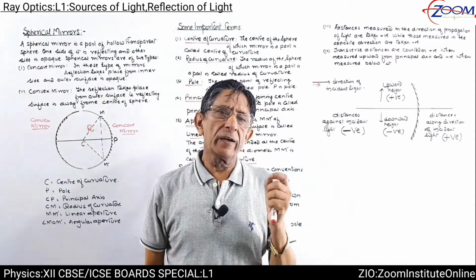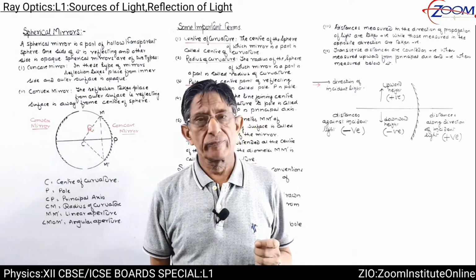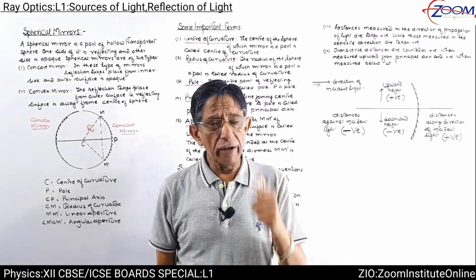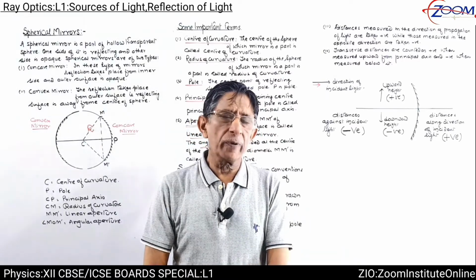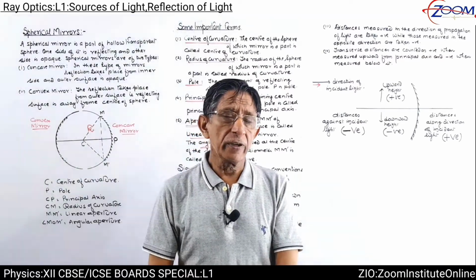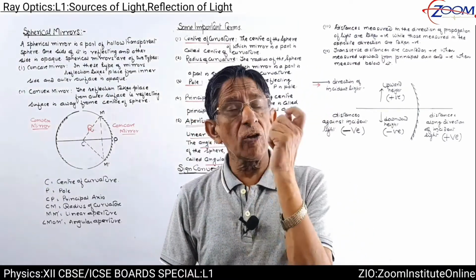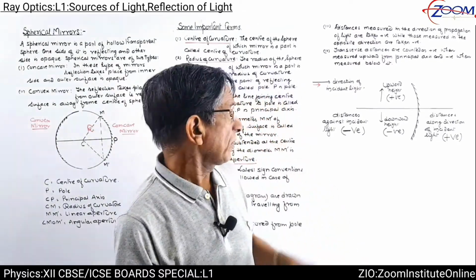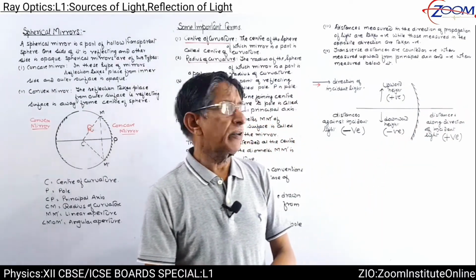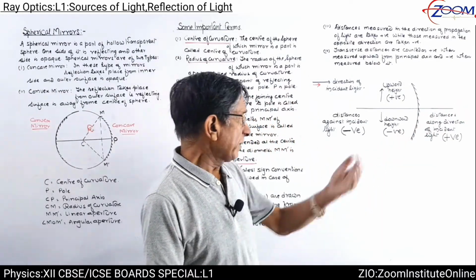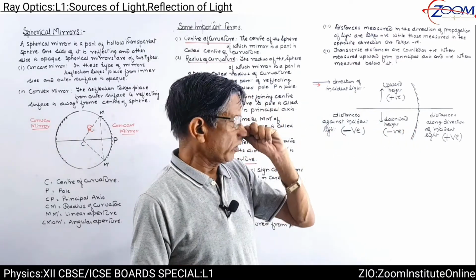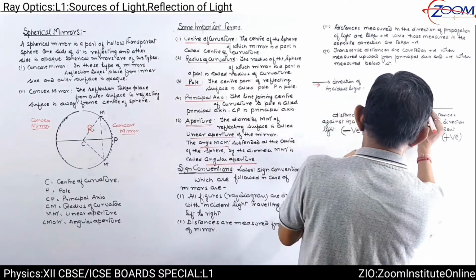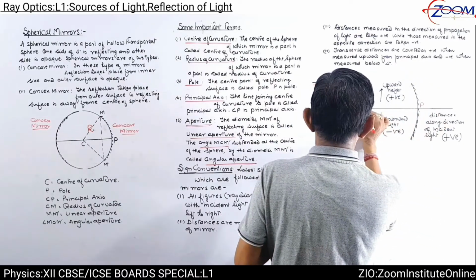All the measurements are done from the pole of the mirror. Number 3, those measurements which are taken in the direction of propagation of light are positive. All measurements in the direction of propagation of light are taken positive. And the measurements in the direction opposite to propagation of light are taken negative. So this point is called what? Pole. And this is your what?